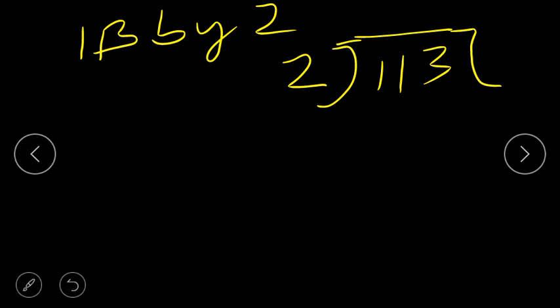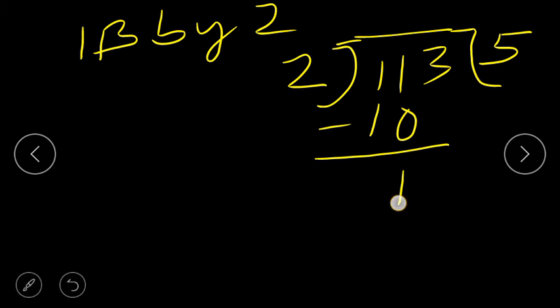So 2 ones are 2, 2 twos are 4, 2 threes are 6, 2 fours are 8, 2 fives are 10, 2 sixes are 12. 12 is more than 11. So we'll go 5 times. 2 fives are 10. Now subtract. 1 minus 0, 1. 1 minus 1, 0. Now you have to bring down 3.